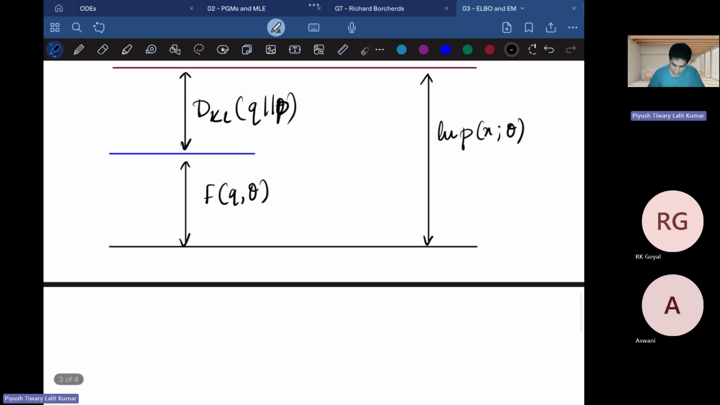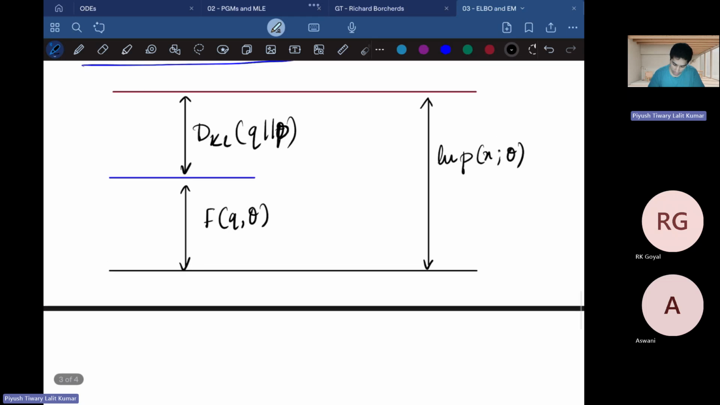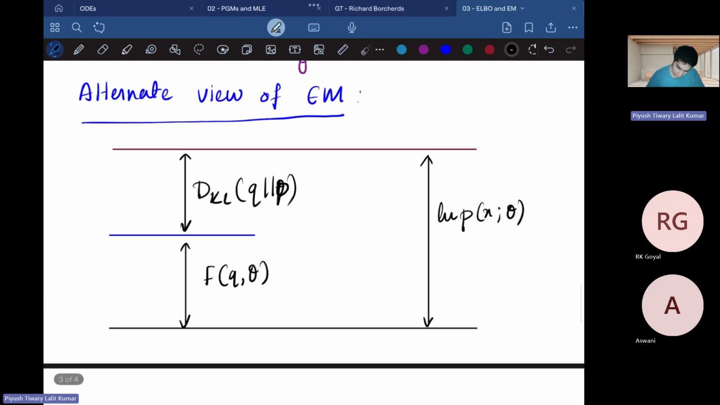So in the first step, the E step, if you want to think about the E step, what is it doing? It is doing nothing but simply making this gap zero. Okay. So this is the gap between your ELBO and the log likelihood. So what the E step is doing is it is slowly pushing this value to reach this point. This is your E step.